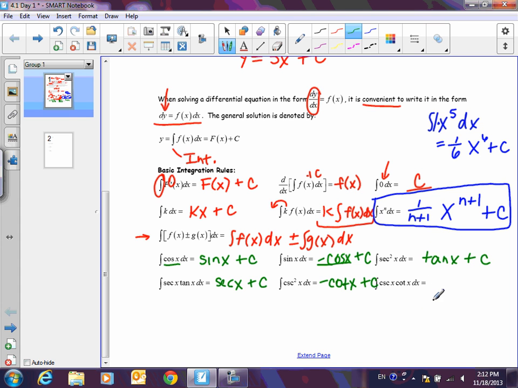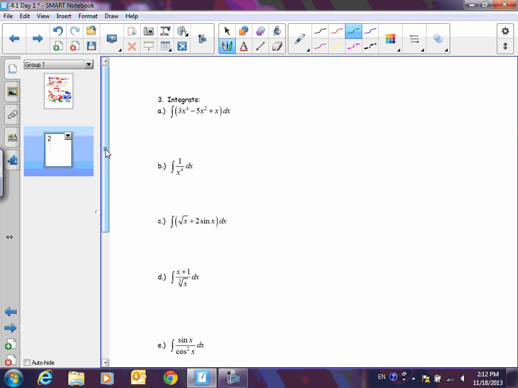All right, what about the last one? Negative cosecant. So if you're like, I don't understand how she did any of that, then you need to go back and review the derivatives of your six trig functions, because all I'm doing is going backwards from there. If it's not the algebra that gets you, it's the trig. That's what I've learned. Okay, so we're just going to do a few examples, and you're going to have some more to practice on your homework.